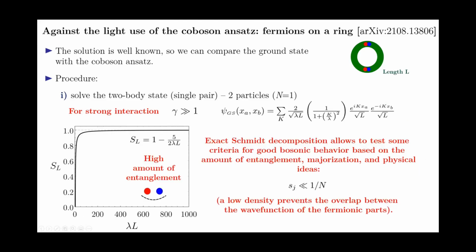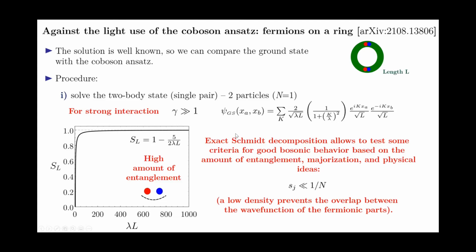We could also obtain the exact Schmidt decomposition of this two-body ground state, and with the Schmidt decomposition we were able to corroborate that this state fulfills all the criteria for good bosonic behavior proposed so far, of course, to the best of our knowledge. In this plot, we can see that the two particles are highly entangled: when the interaction becomes more and more attractive, the linear entropy goes to its maximum value.